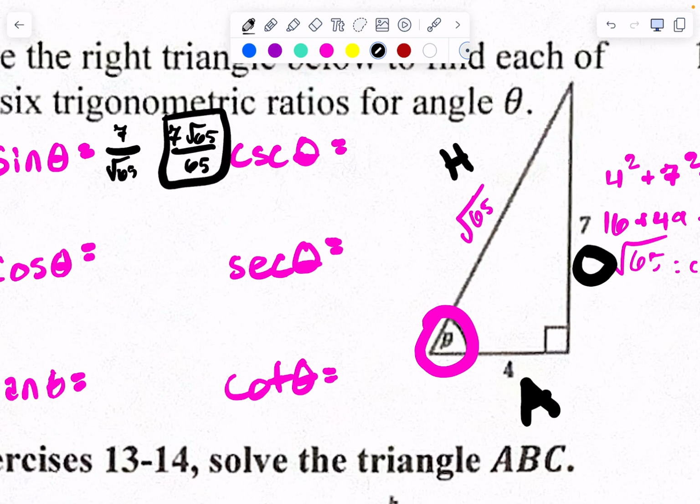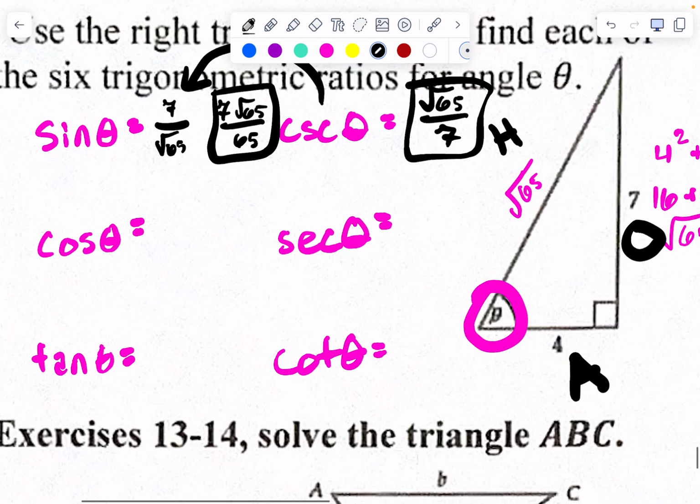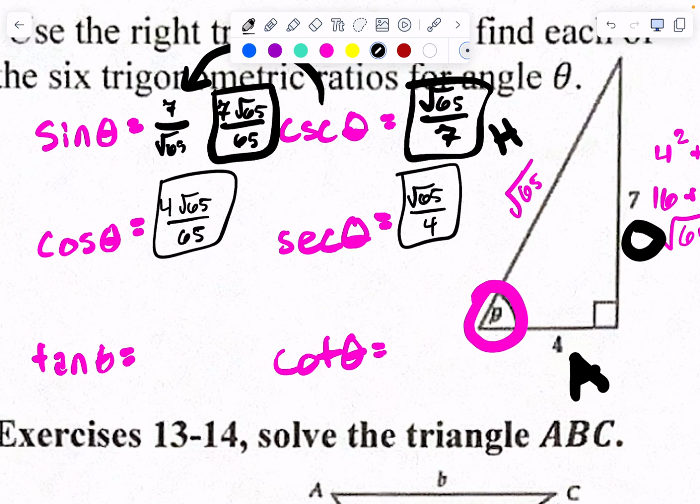Okay, that's sine. Cosecant, flip it. Hold on. Cosecant, flip the original. So the square root of 65 over 7, yeah? Cosine, adjacent over hypotenuse. 4 square root of 65 over 65. Secant is the square root of 65 over 4. That's cosine and secant. And then tangent's nice. Opposite over adjacent is 7 over 4, cotangent is 4 over 7. Oh, nice. How nice. Very good. Questions about that?